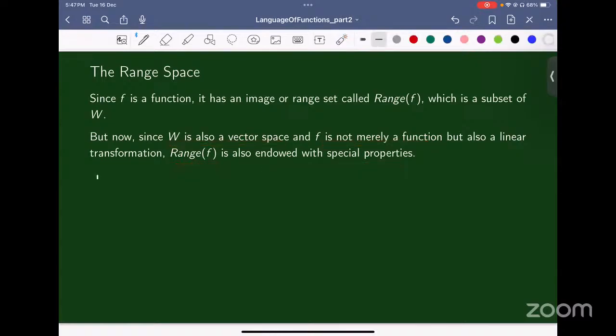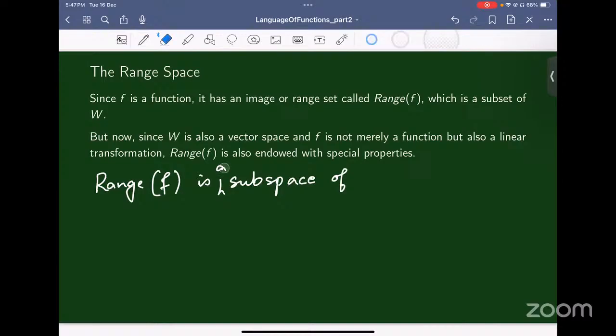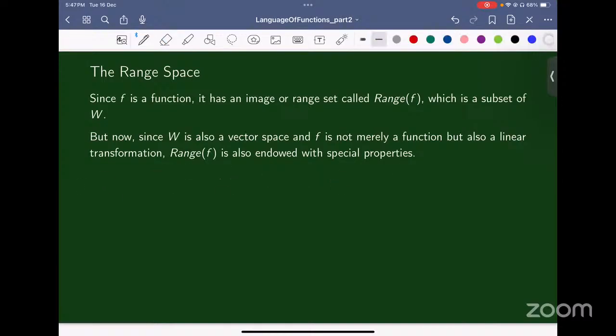In fact, range of f is a vector space in itself. In fact, range of f is a subspace of W, which means it is a vector space in itself. This is not difficult to show.